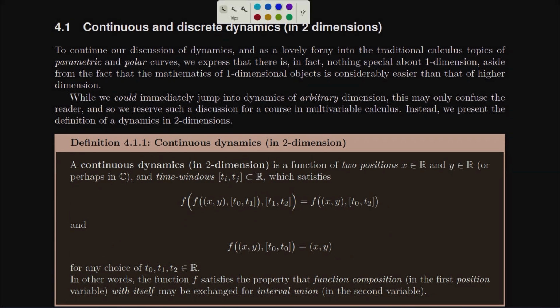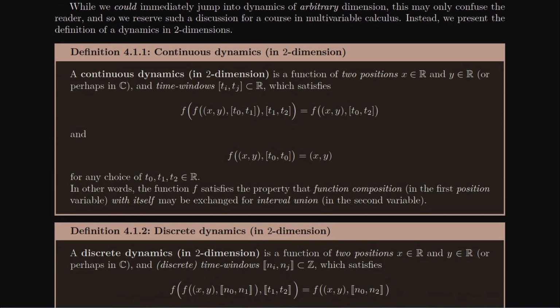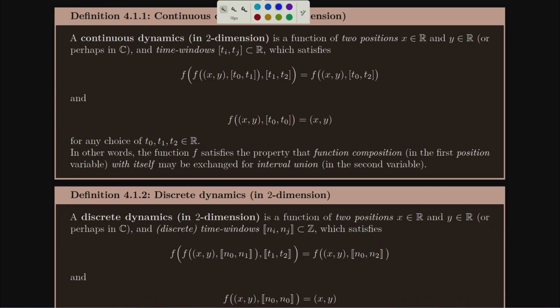And really what we want to think is that we have very similar properties to what we saw before of the continuous and discrete dynamics. And we can define them in the exact same manner, except we're going to have to define our functions. Let's recall what a dynamics in one dimension was: a function of a position and a time window that satisfied special properties of composition, as well as being the identity when the time window was degenerate.